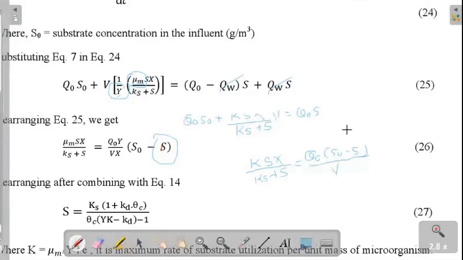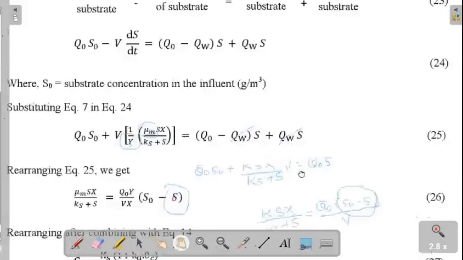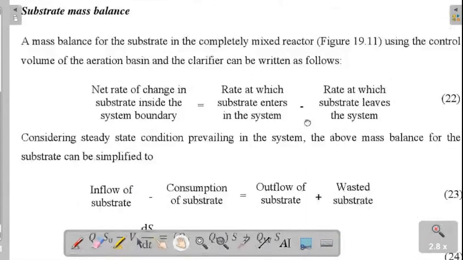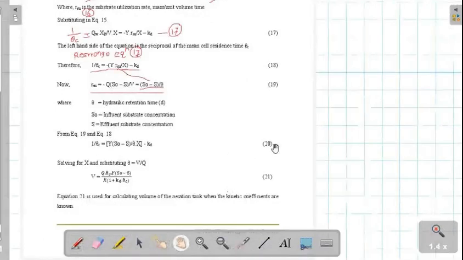Once I get this equation, then I put in the value of h0 and s from equation number 20. So where is equation number 20? If you scroll down, oh, sorry. Here is equation number 20.